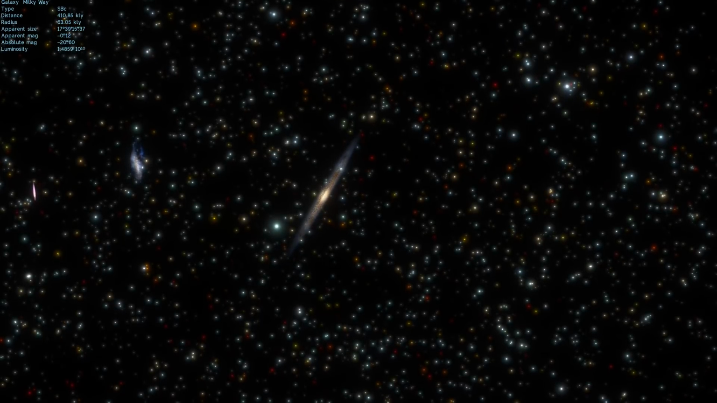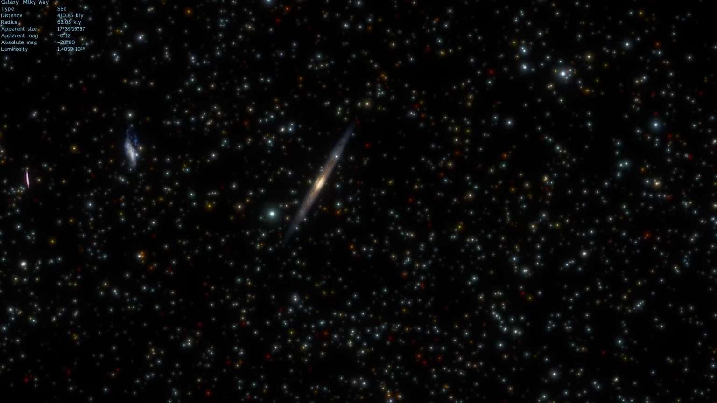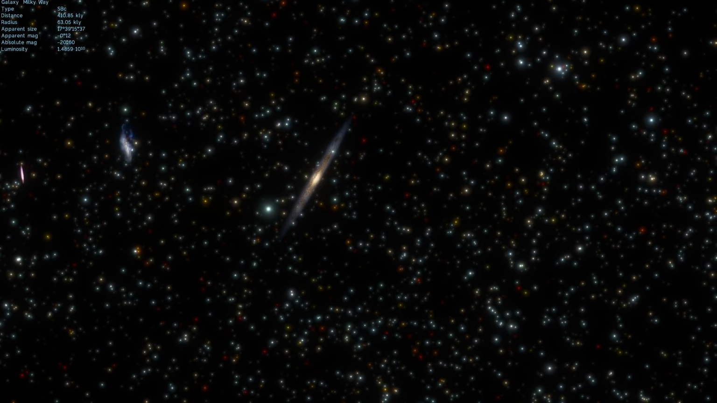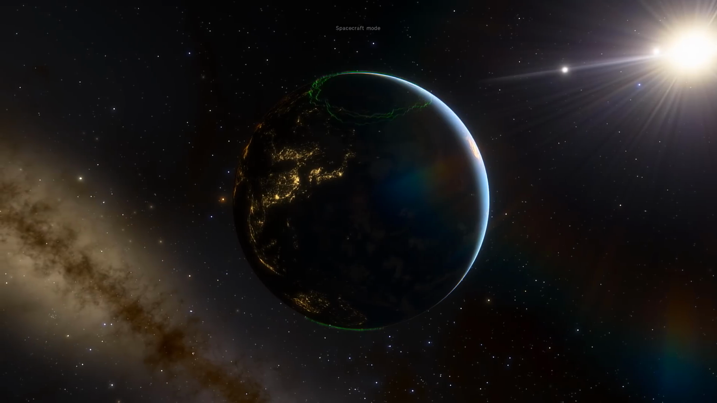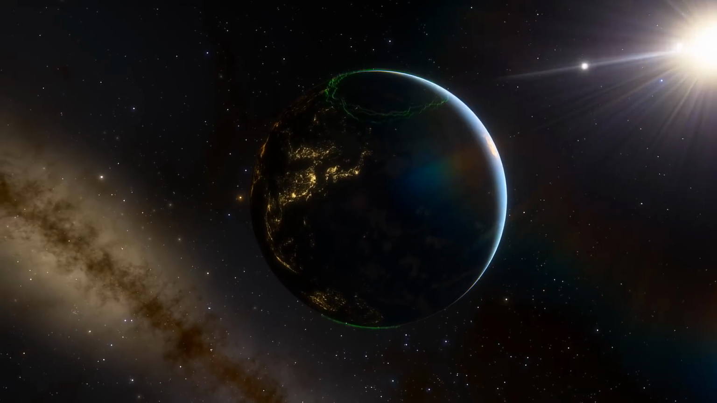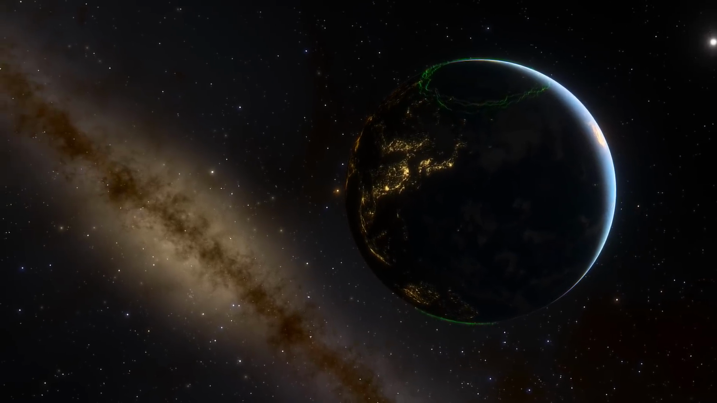But let me explain this in a little bit more detail by returning back to Earth and taking a look at where this galaxy is located in relation to our planet. And so here we are, around our planet Earth, and if you look right there to your left, you'll see the so-called Milky Way. Now, this is essentially the center of our galaxy.